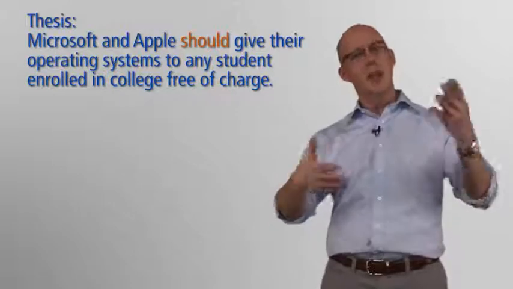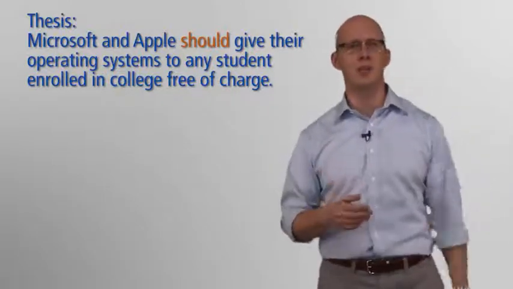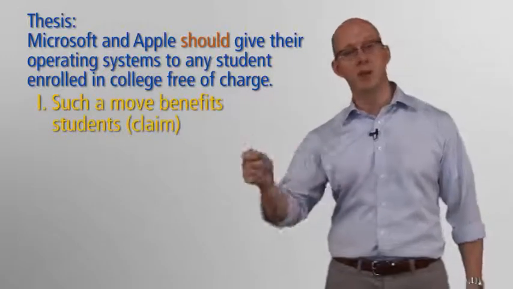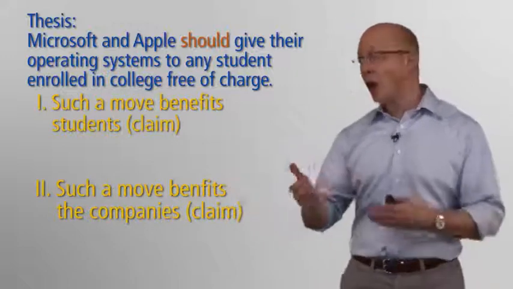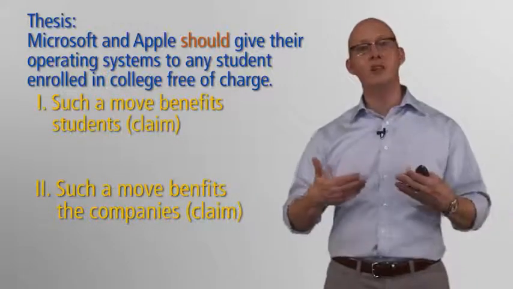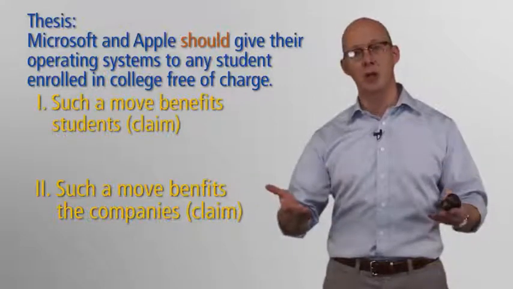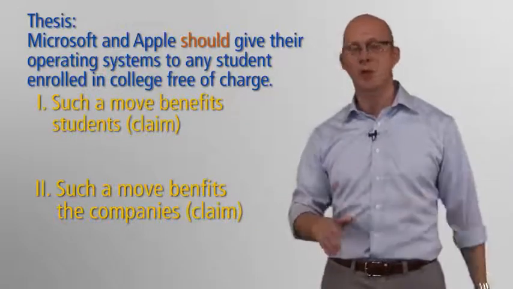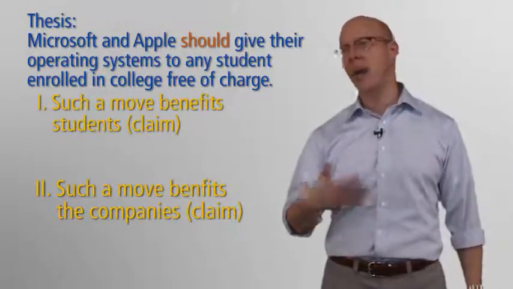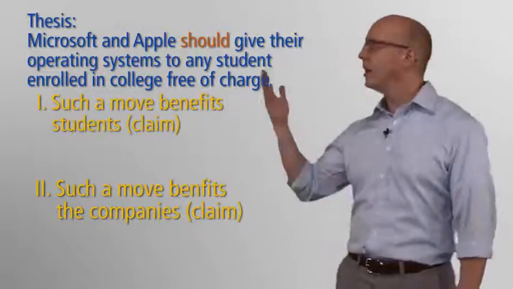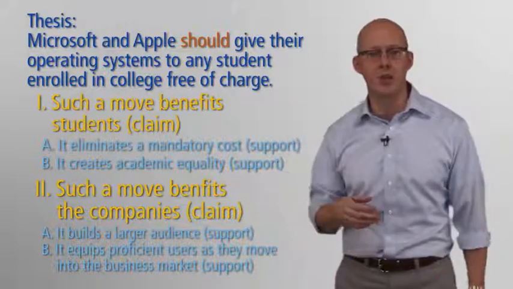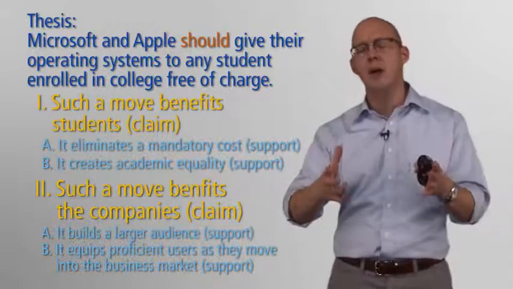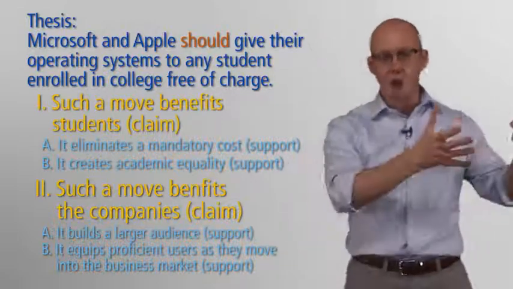Not going to happen, but again, a debatable point that allows us to work on argumentation. But that claim is supported by two main points, also claims. Such a move benefits students, such a move benefits companies. So the speaker would want the audience to see those as reasonable claims. There's no reason to support that thesis if these two claims don't work. Each one of those claims is supported by evidence, by an idea, by an example. It eliminates mandatory cost. It creates academic equity. On the outline, it's pretty embryonic, but as you would discuss this in depth, you would be explaining what that support is and how it relates to the claim.